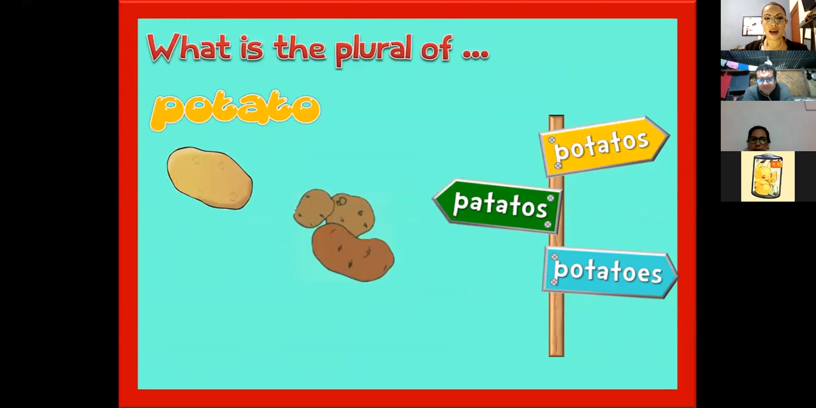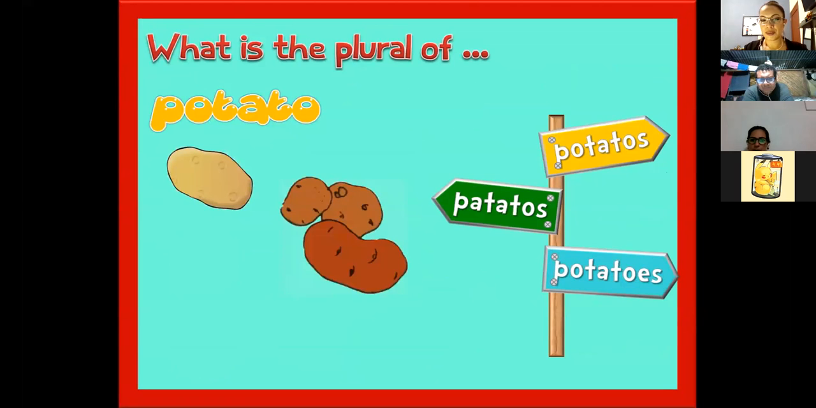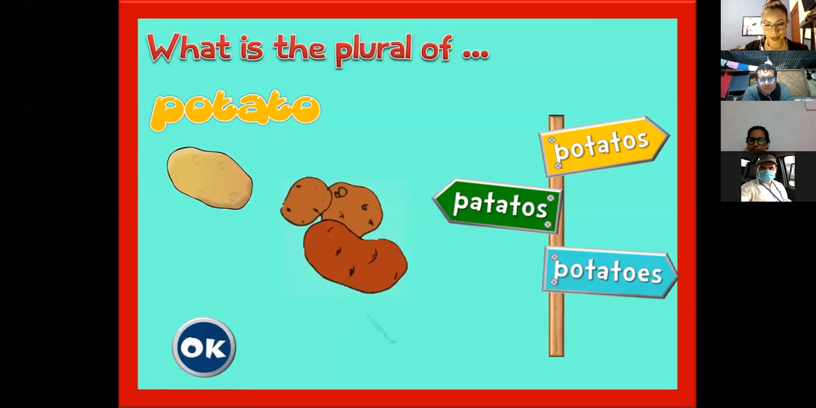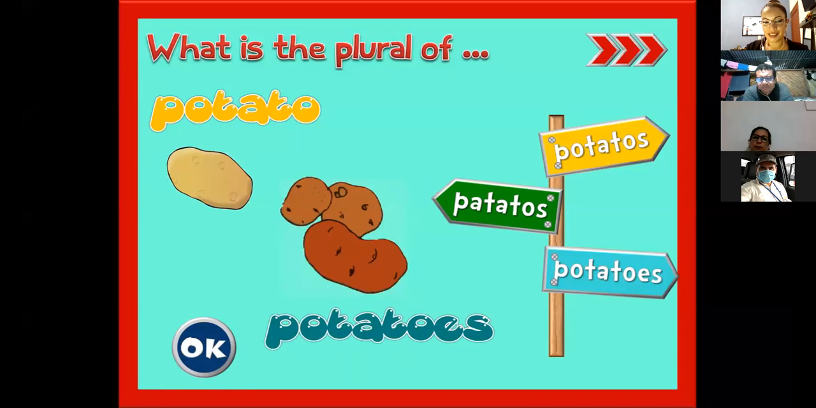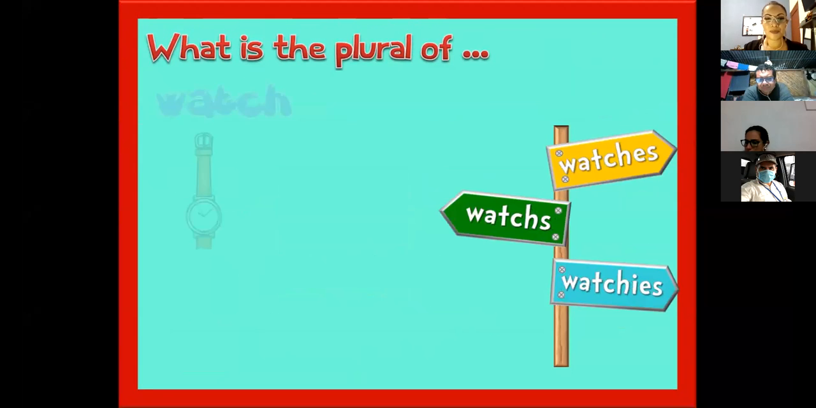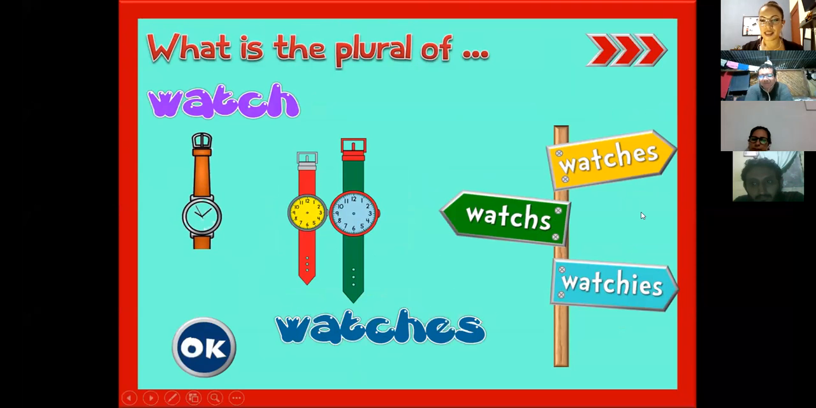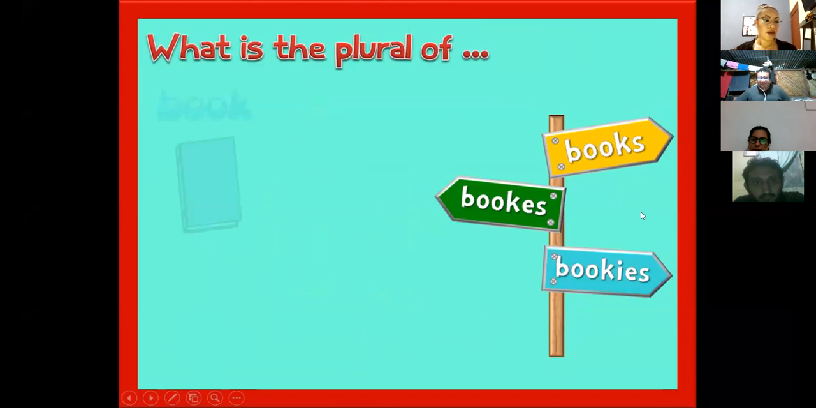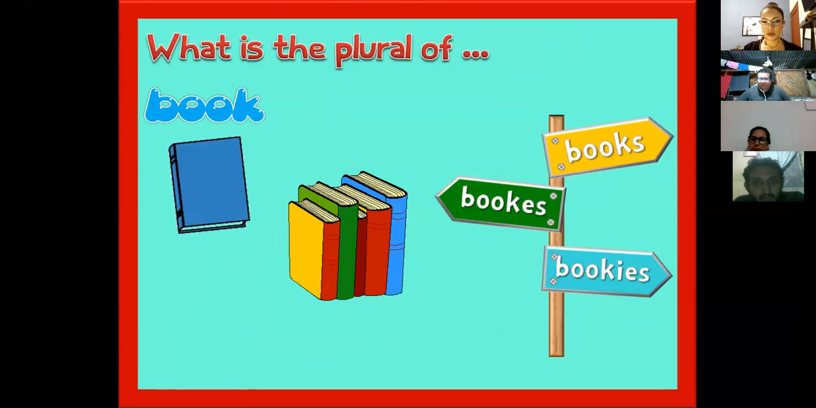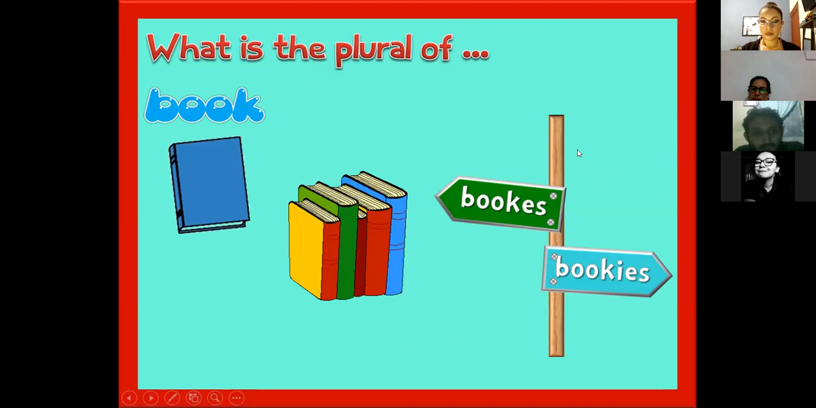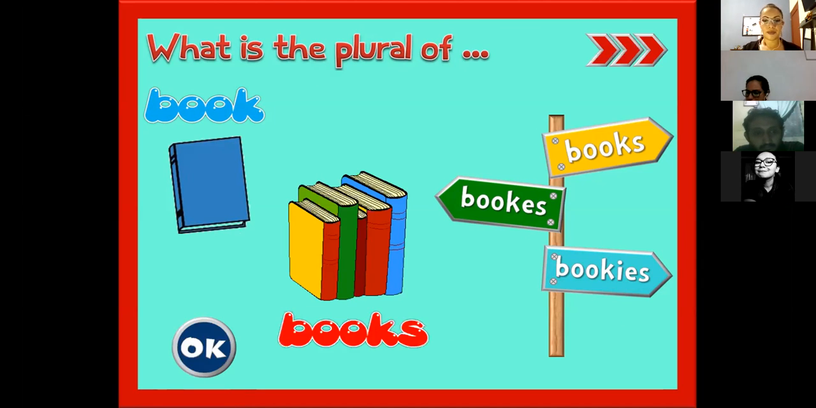What is the plural of potato? Three. That's okay. Potatoes. Nice. What is the plural of watch? Watches. Number one. Okay. What is the plural of book? Books. Number one. Okay, good job. Books.